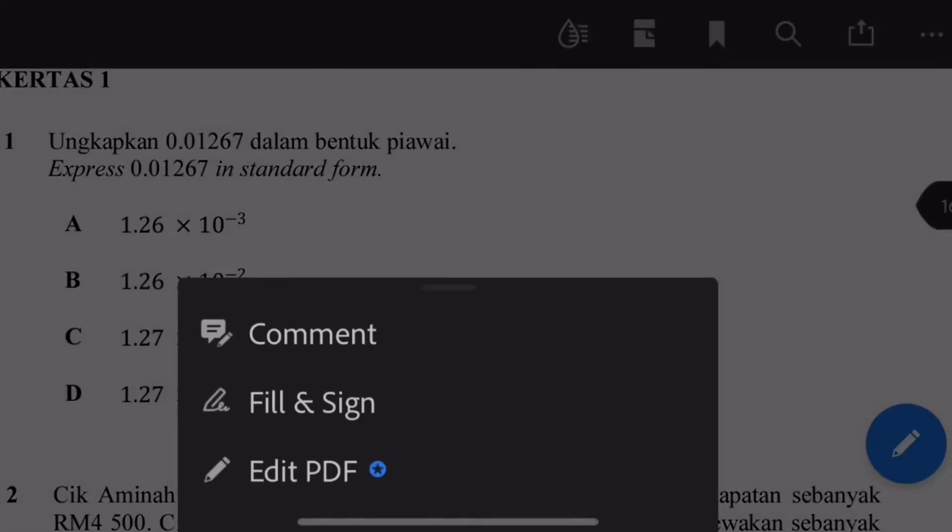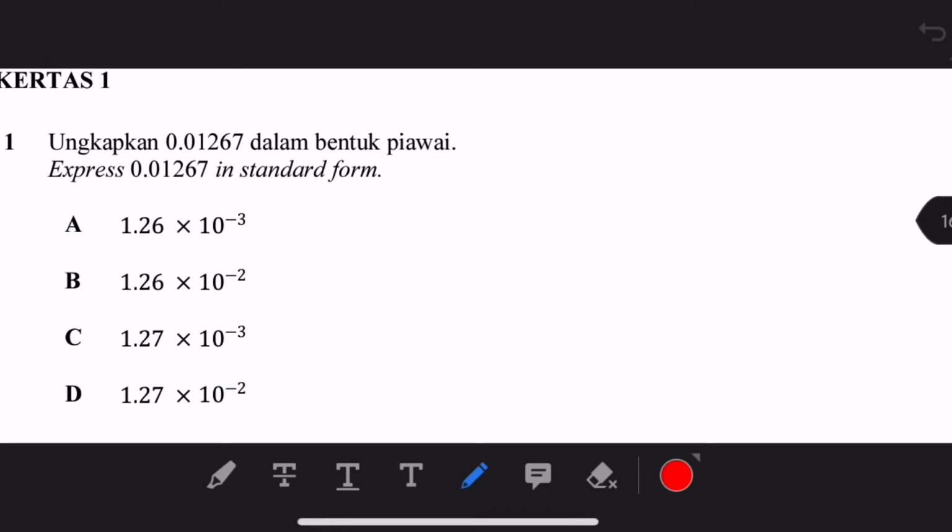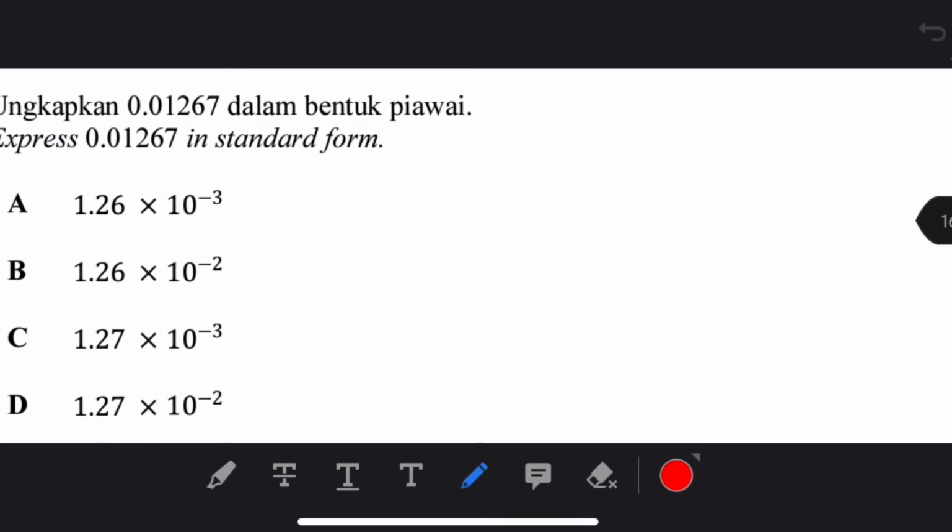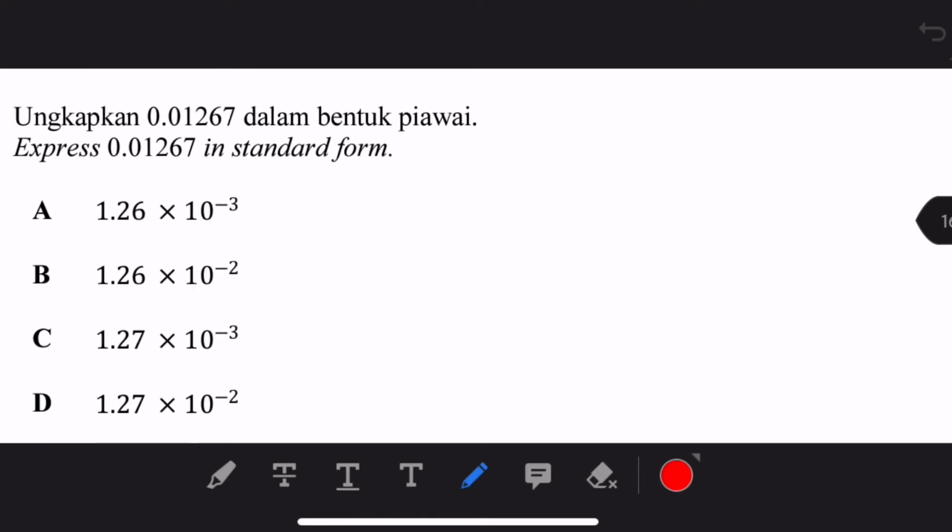Everyone, today I would like to share with you about the latest SPM exam format, which is actually the new KSSM format. So let's have a look at question number 1 for objective question.